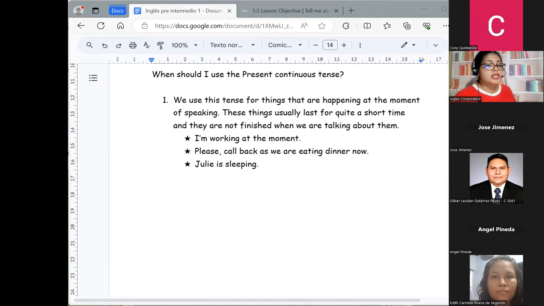So in this case, we have examples like: I am working at the moment, I am drinking water, I am eating a donut, I am listening to a song, I am talking with my friends. She is watching a movie. Different things that we are doing at the time. Now, we are going to see number two.